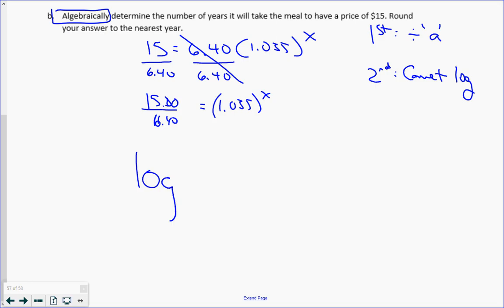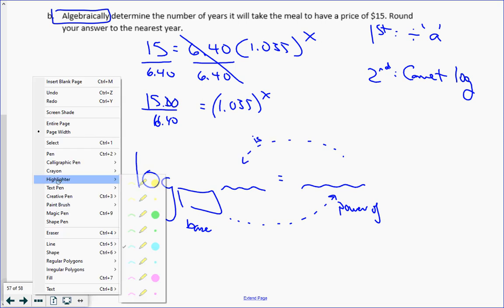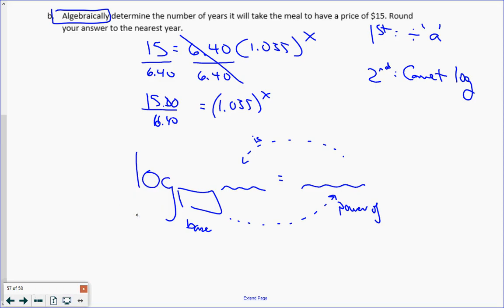So when you convert to a log, you always start at the base and you say base, power of, is. So the base is whatever has the exponent attached. So your base is 1.035. So it's 1.035 to the power of x is 15 over 6.40.